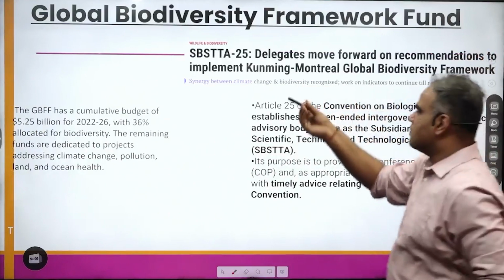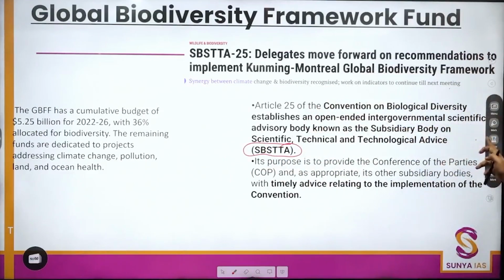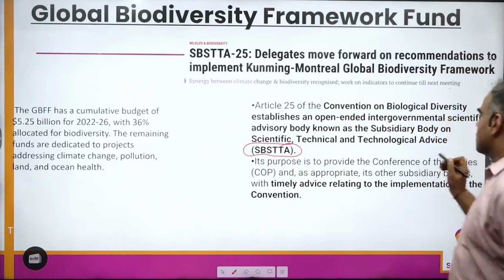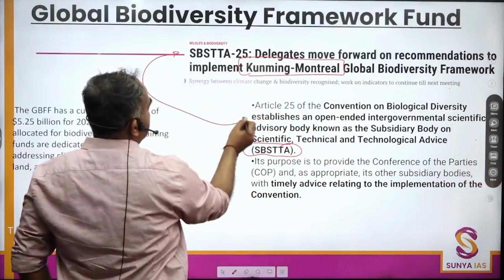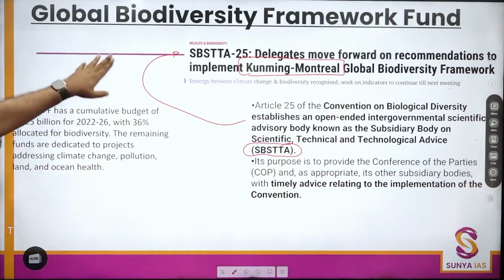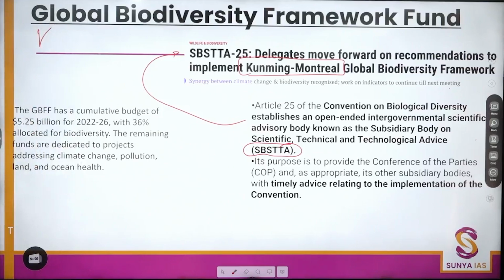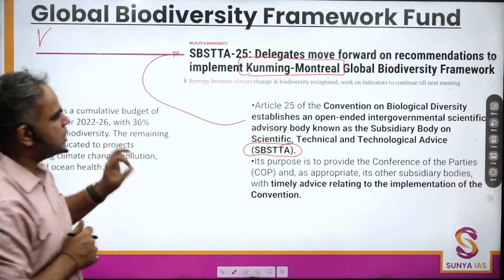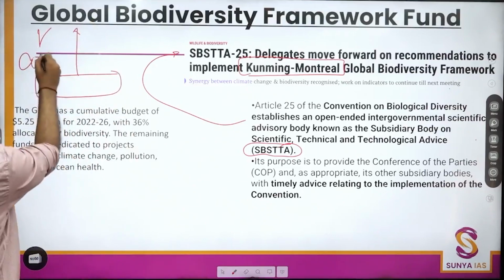Now there was a body which had met, known as SBSTTA, the Subsidiary Body on Scientific and Technological Advice, right? The whole idea was to implement this. So you had the discussion how to implement it money-wise. So you have this whole framework. Now in this you have created a Global Biodiversity Framework Fund. You might be asked Kunming Montreal Biodiversity Fund, Kunming Montreal Biodiversity Framework Fund, all the three are same. If you see this name Global Biodiversity Framework Fund, just remember we are only talking about this Kunming Montreal or the COP15 outcome.